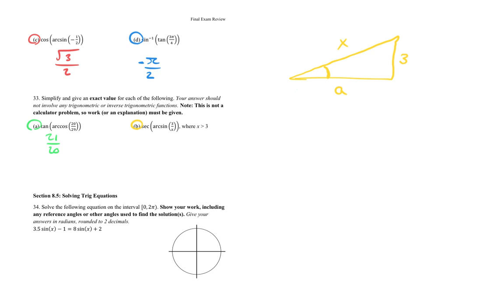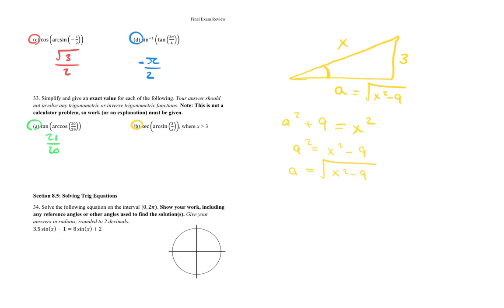So from here, we know that a squared plus 3 squared, which is 9, equals x squared. So a squared equals x squared minus 9. Then you take the square root of both sides, and we get the square root of x squared minus 9. We're not really able to simplify at all from here, so we just say that this here equals the square root of x squared minus 9.